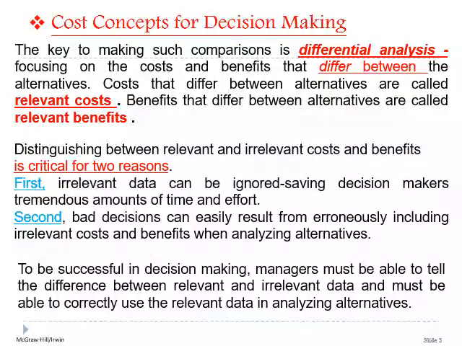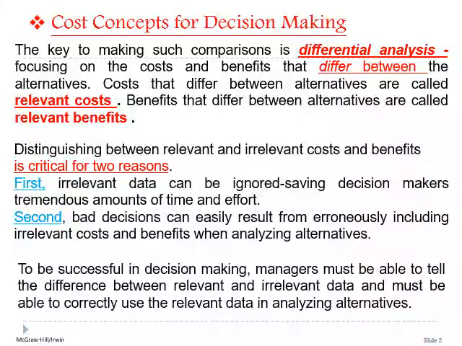To be successful in decision making, managers must be able to tell the difference between relevant and irrelevant data, and must be able to correctly use the relevant data in analyzing alternatives. So, a distinction between relevant and irrelevant data is a very important thing in analyzing alternatives to make better decisions.